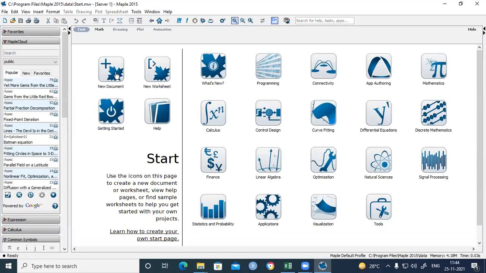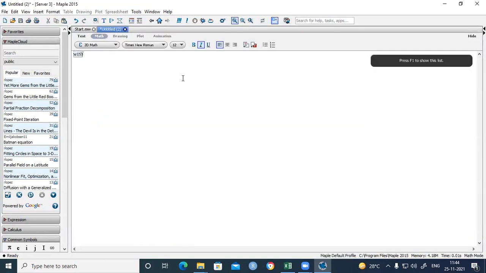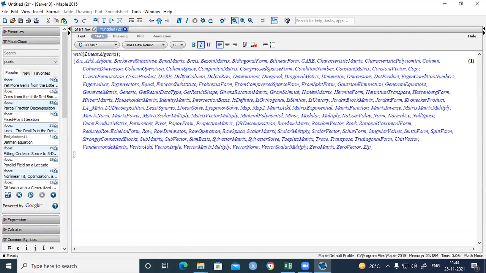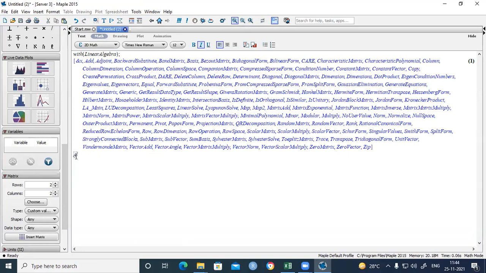Now, I will consider a new document where I'm going to write this term with linear algebra, and the linear algebra calculations are getting activated over here. I want to calculate the eigenvalue and eigenvector of the given matrix that I calculated manually. So my matrix that I want to feed into the software first of all. My matrix was of order 2 by 2. So it is a zero field matrix.